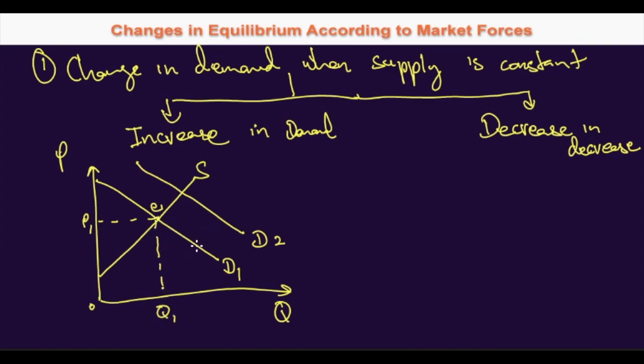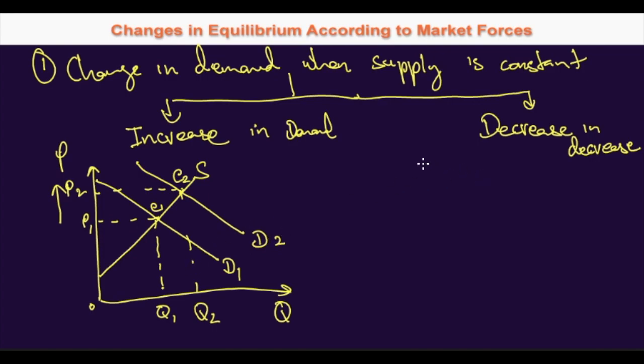When the demand increases, the demand curve is going to shift to the right, and as you can see, the supply curve is constant. So when the demand has increased, the price is also going to increase from P1 to P2, and this is the new equilibrium E2, and the quantity is also going to increase from Q1 to Q2. So this is what happens when there is an increase in demand.